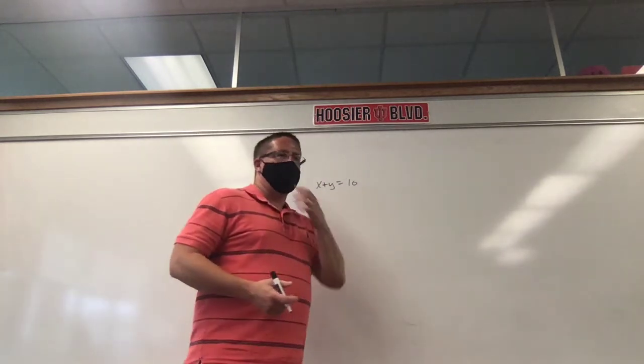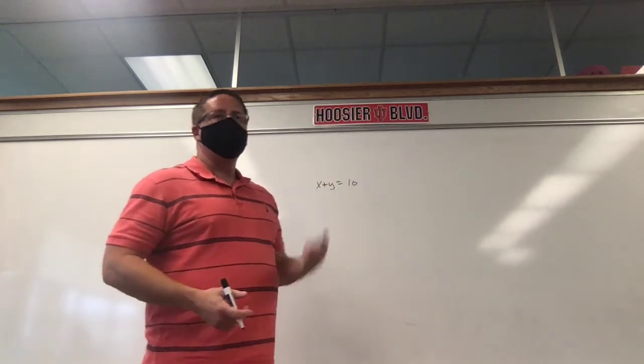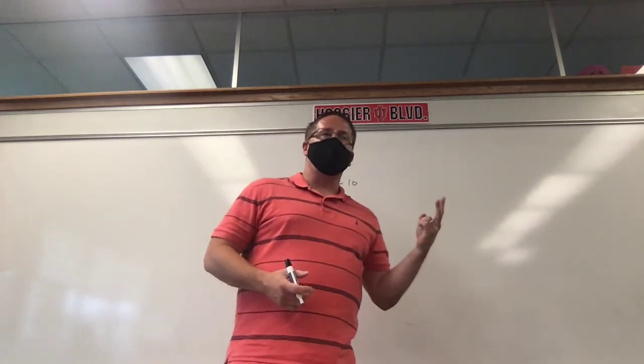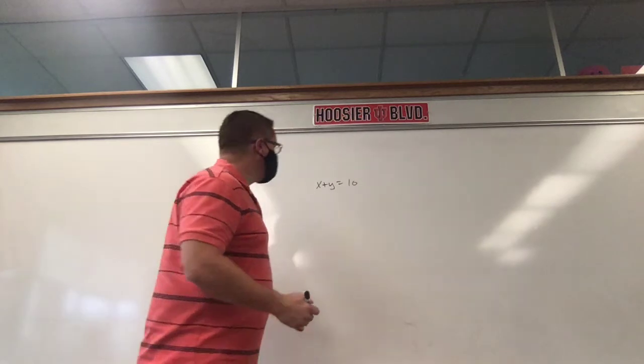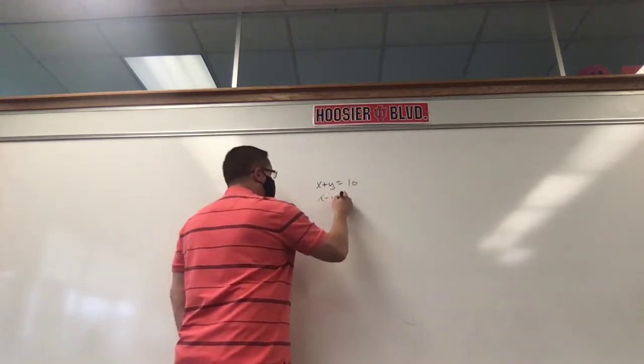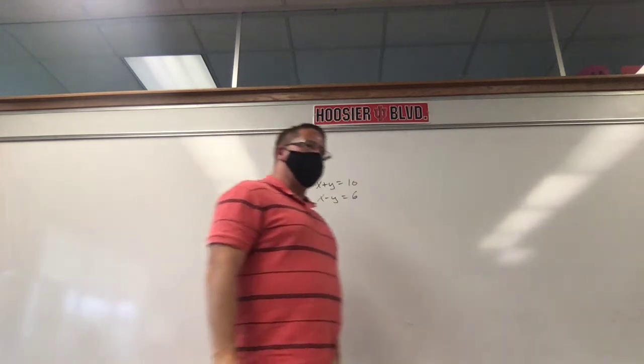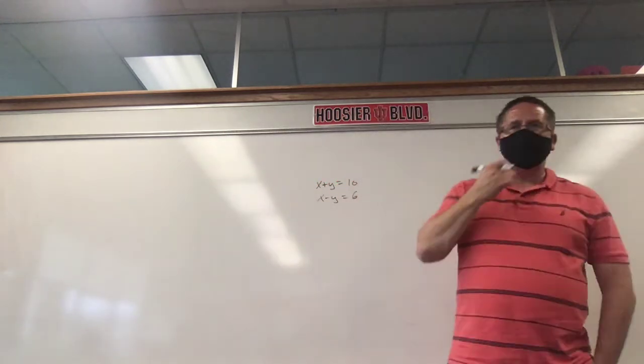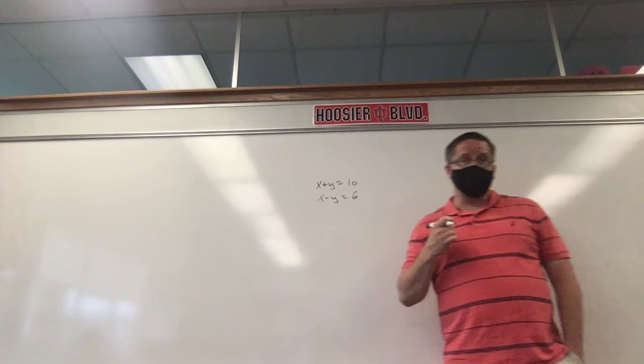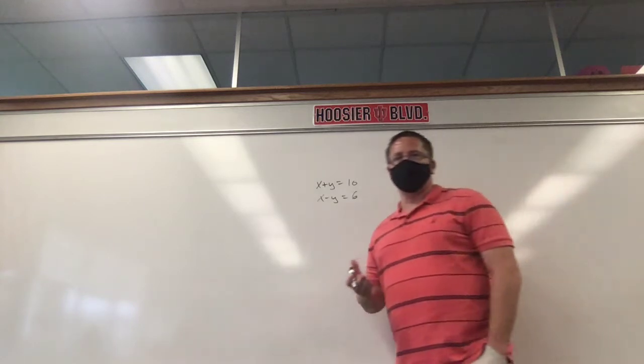If there's only one variable, you'd only need one equation. But if you have two variables, in order to solve it, you need two equations. So if I give you something like this, x minus y equals 6, what this is saying is, give me two numbers that add up to 10, but when you subtract them, you get 6.